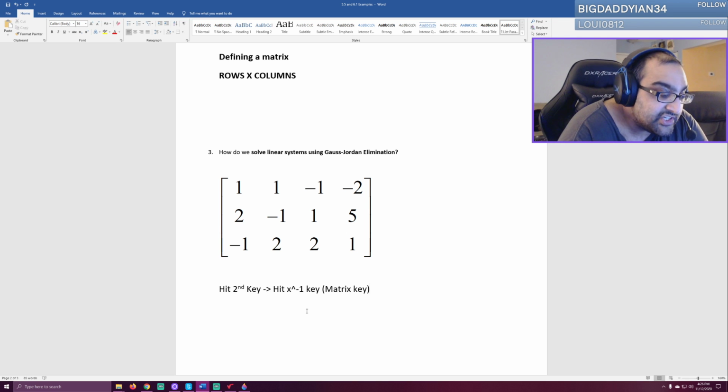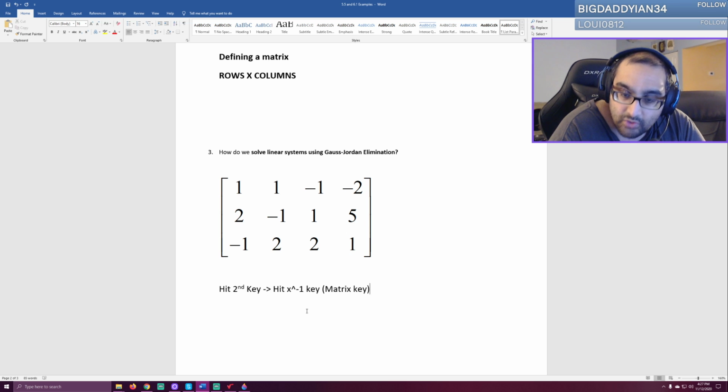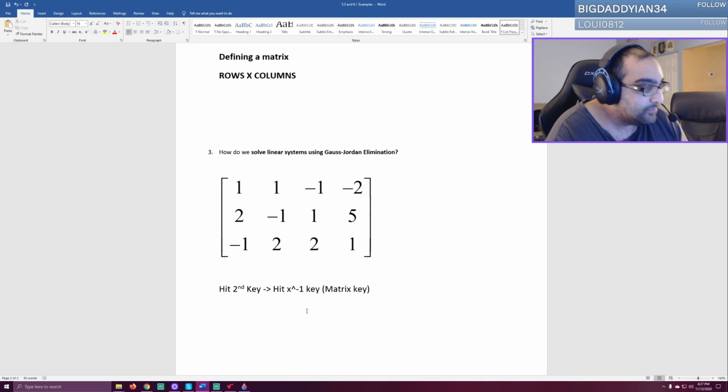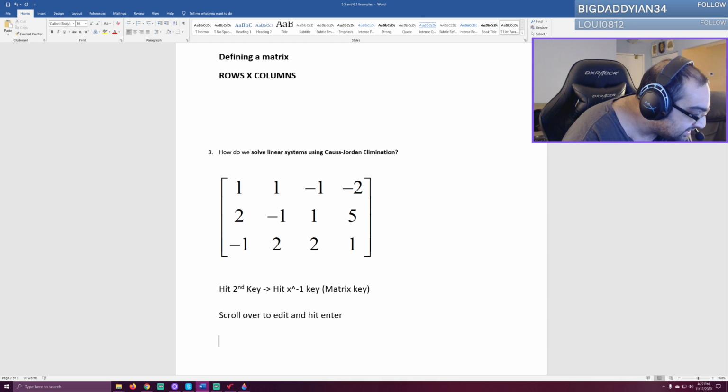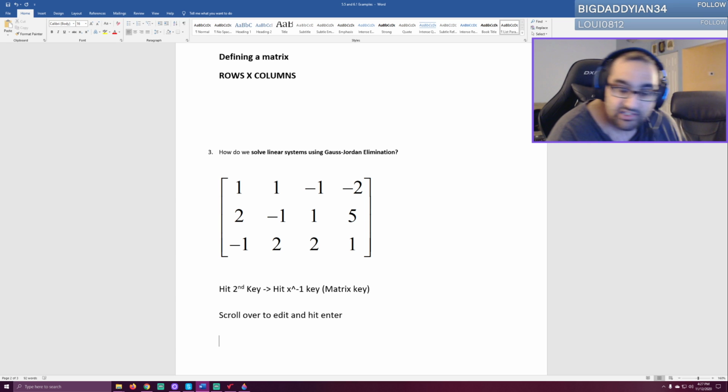Now, what you should see at the top of the screen is three things: names, math, and edit. I would like you to scroll over to edit and hit enter. Enter will basically get you to matrix A. That's the first one you see there. It says A. That's going to be your first matrix. We call that matrix A.